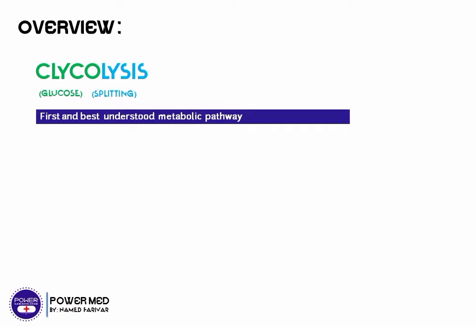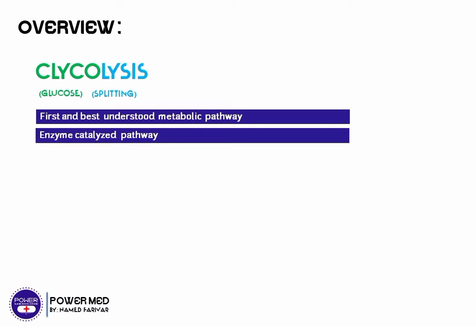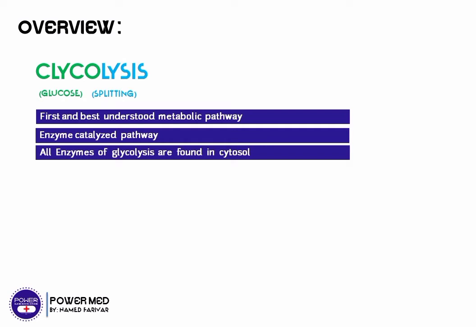This is the first and best understood metabolic pathway, compared to the citric acid cycle and other pathways. This is an enzyme catalyzed pathway. It means all its reactions take place inside the cytosol in the presence of different types of enzymes. All the enzymes catalyzing these reactions are found just inside the cytosol of the cell, whereas the Krebs cycle and electron transport chain enzymes are found inside the mitochondria of the cell.